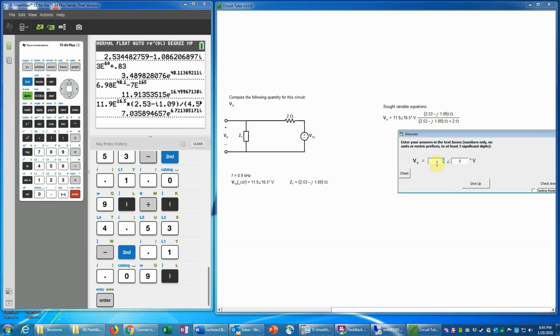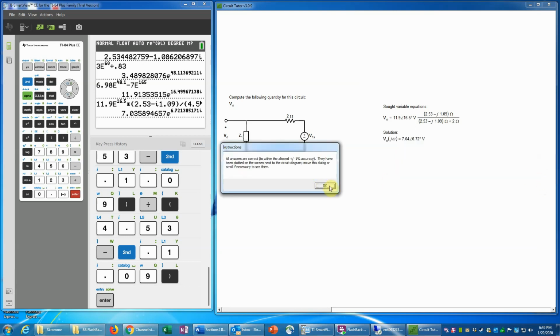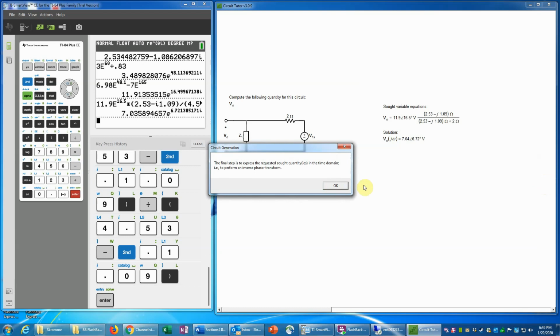So it's 7.036. And then the phase angle will be 6.721 degrees. And we'll check that. And that is indeed correct. And so the last step then is to do the inverse phasor transform to find the resulting voltage in the time domain.